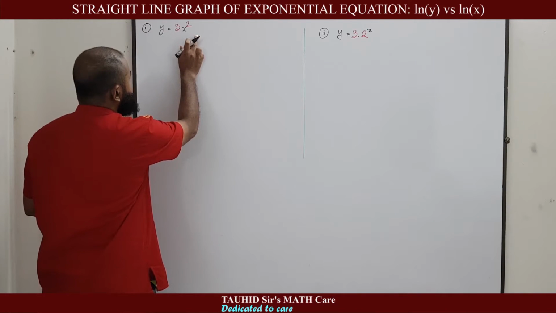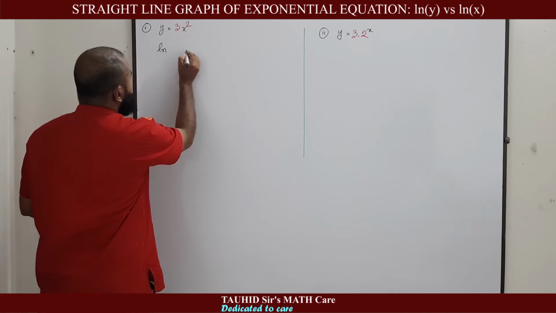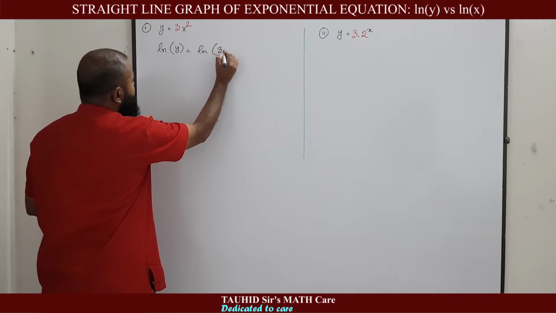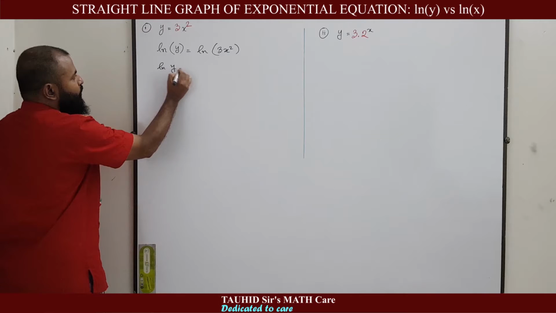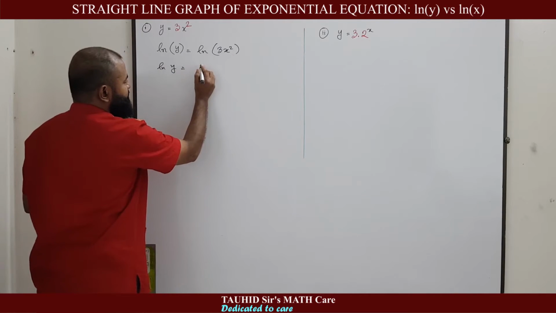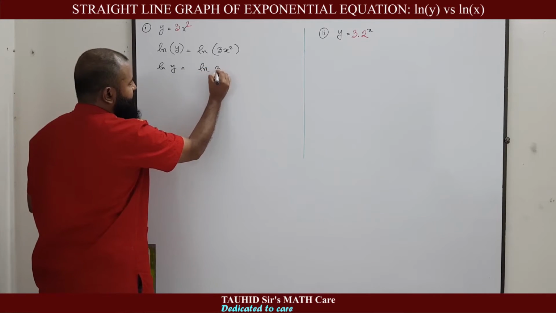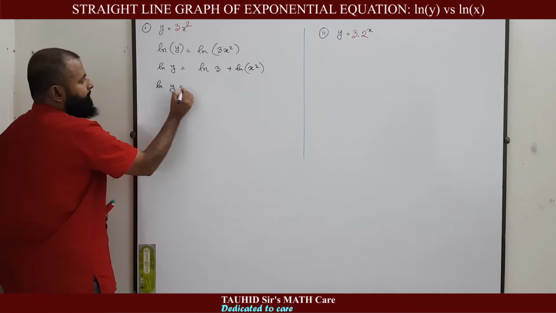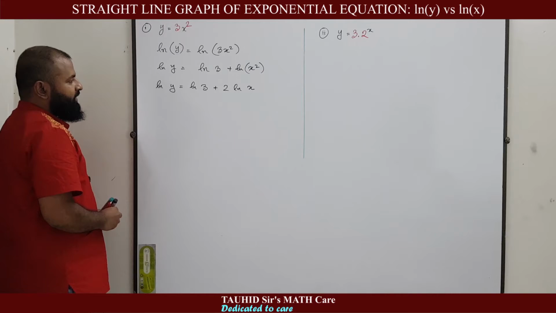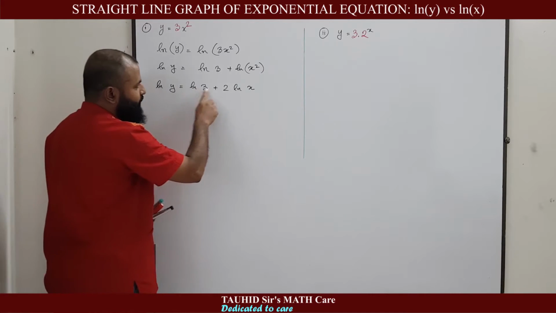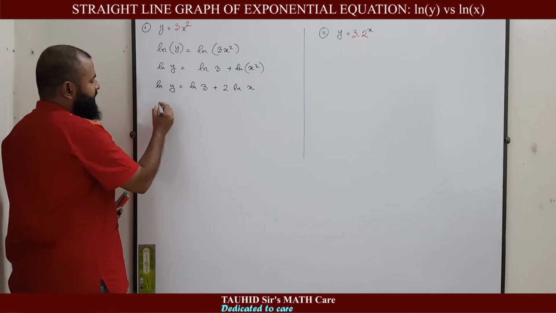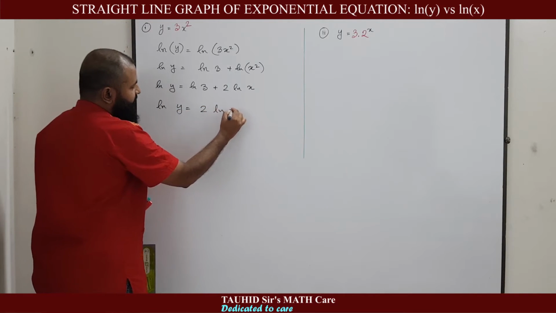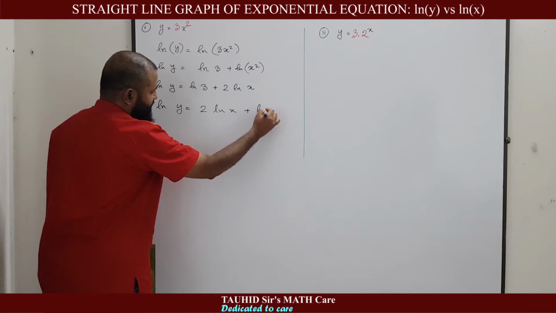First of all, for this type of function, we will take ln on both sides. ln y equals ln 3x squared. We can write this as ln 3 plus ln x squared. Finally, we found ln y equals ln 3 plus 2 ln x. We can write this as ln y equals 2 ln x plus ln 3.